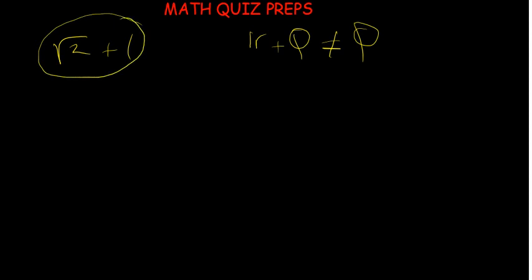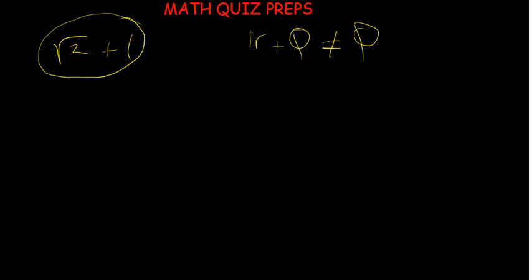If you've got root 2 plus 1, you want to disprove or prove that the sum of an irrational number with an irrational number is always irrational. So if you add an irrational number with a rational number, the answer will always be irrational. It can't be rational. That is why for this question, remember we had the question which said prove that root 2 minus 1 is an irrational number.